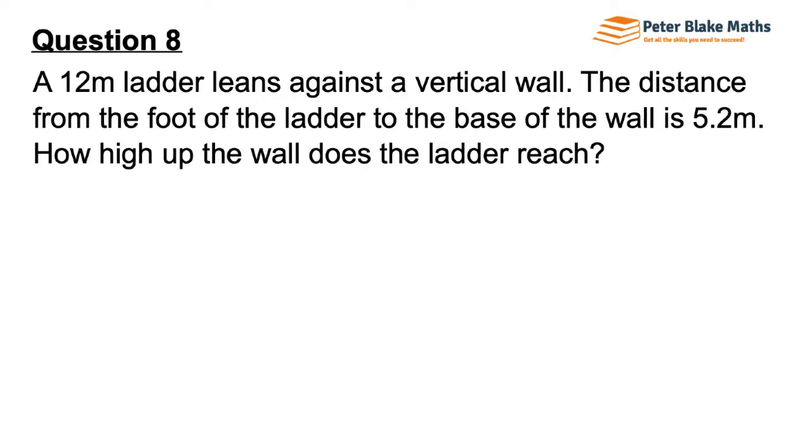Question 8. A 12-meter ladder leans against a vertical wall. The distance from the foot of the ladder to the base of the wall is 5.2 meters. How high up the wall does the ladder reach?